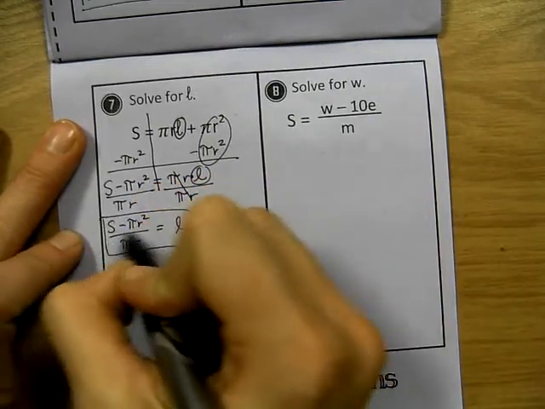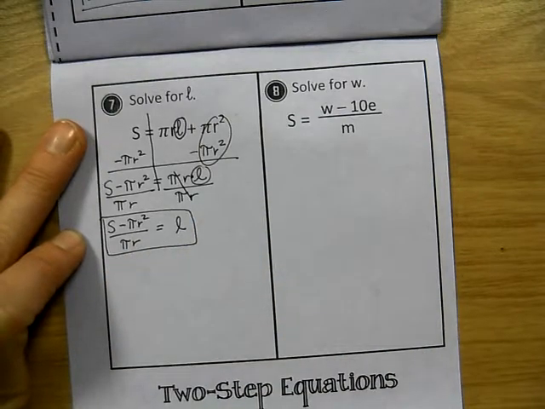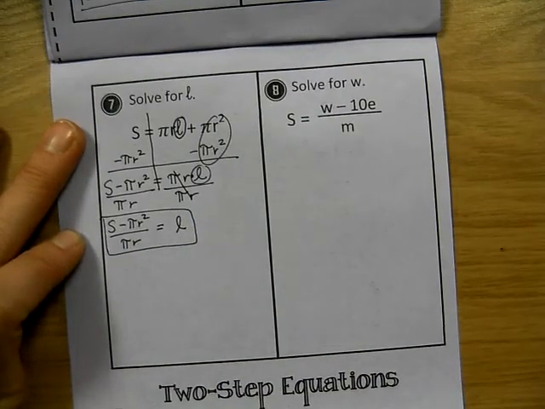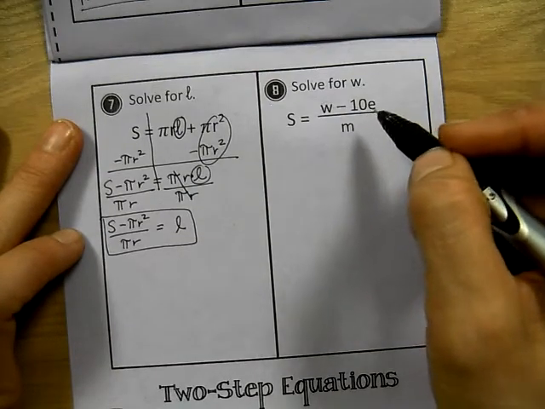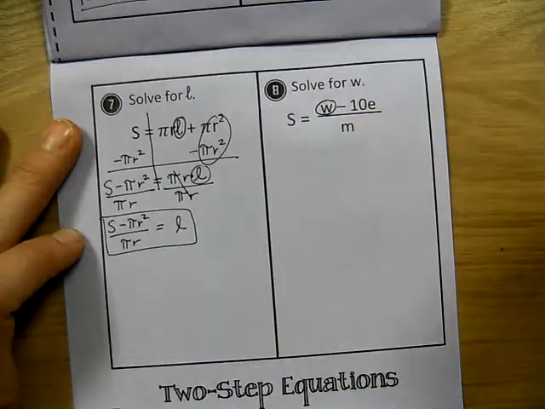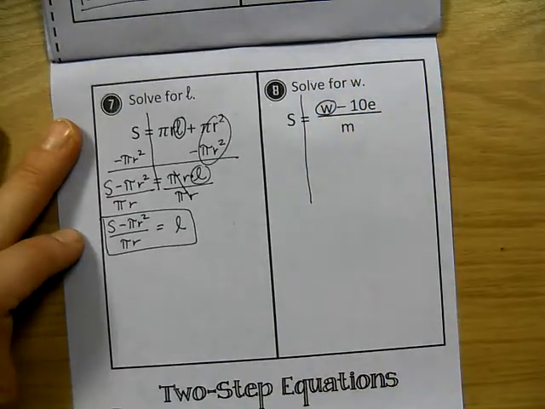Now, if you want to divide each term by pi r, you can, and then you can simplify it. We have not done that kind of simplification in this class yet, so I'm just going to leave the answer like this. Finally, over here for number 8, if I'm solving for w, it means I want w by itself, so I need to do inverse operations to get it by itself.